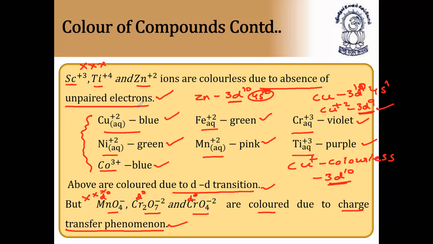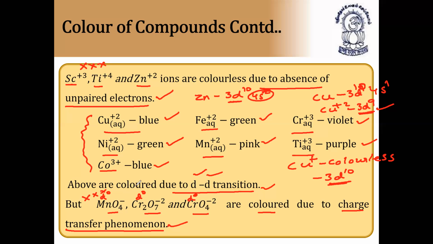So the metal ions which have unpaired electrons exhibit colors. The metal ions which do not have unpaired electrons exhibit no color. And the metal ions which do not have unpaired electrons but still exhibit colors are the manganate ion, dichromate ion, and chromate ion. So these are the three exceptions we have. And the metal ions having unpaired electrons exhibit colors due to d-d transition. This reason is also important, internal d-d transition.